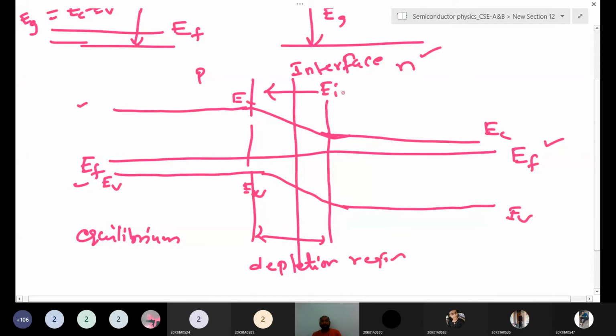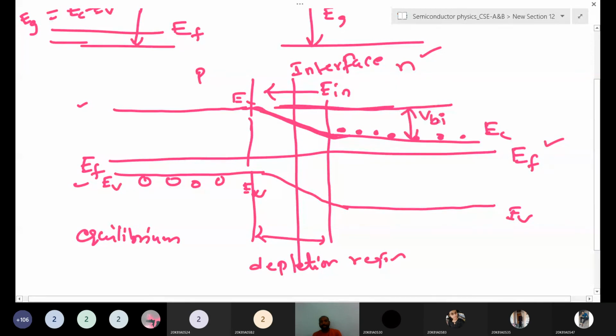Because of this, here some free electrons are there in the conduction band, and here free holes are there. In the p-type semiconductor, free holes are in the valence band. Once equilibrium forms, these electrons see some height. They want to cross the barrier, but they see some barrier height. This barrier height is called the potential barrier or built-in potential, VBI.